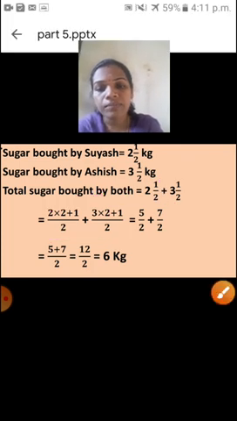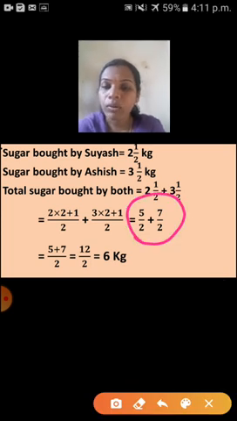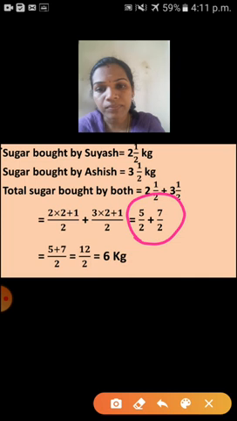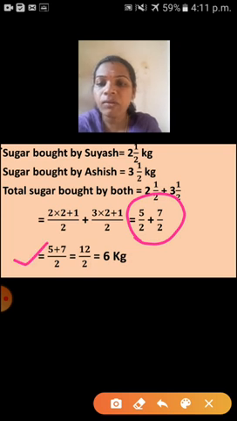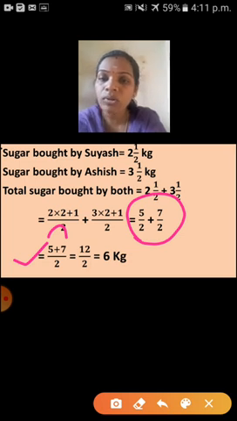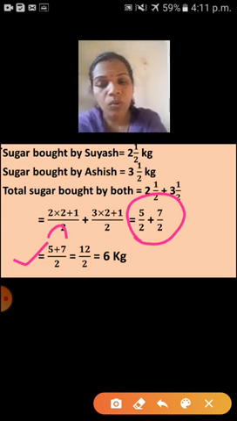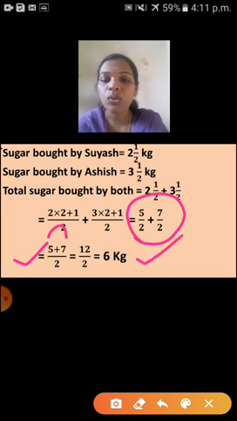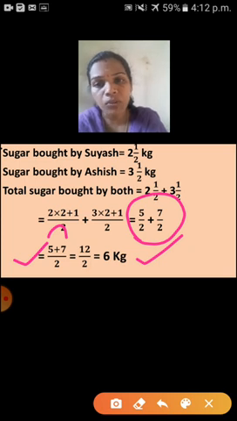So children, see here, you got now 5 upon 2 plus 7 upon 2. Okay, so this is like fractions. So can you add now? Very good. See here children, only the numerators you have to add, that means 5 plus 7 upon 2 is equal to 12 upon 2. So 12 upon 2, what is your answer? Just divide and tell me, 12 divided by 2, what will you get? 6 kg. So total Suyash and Ashish bought 6 kilograms of sugar.